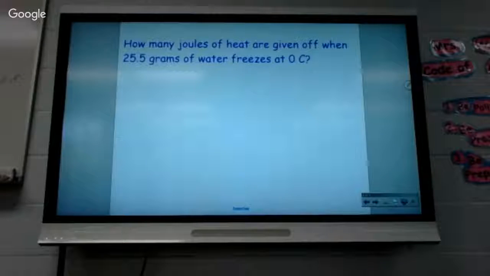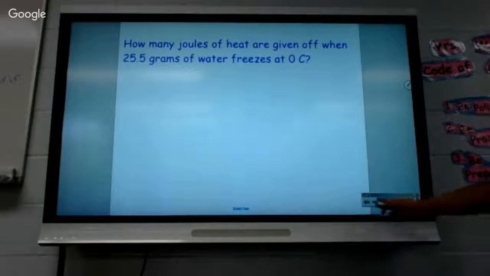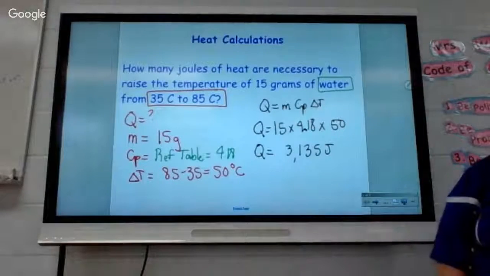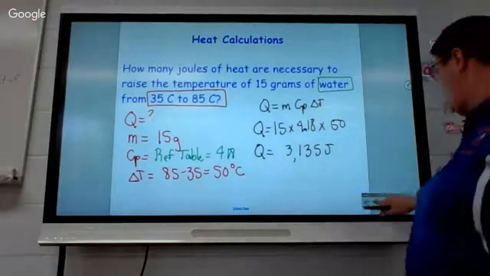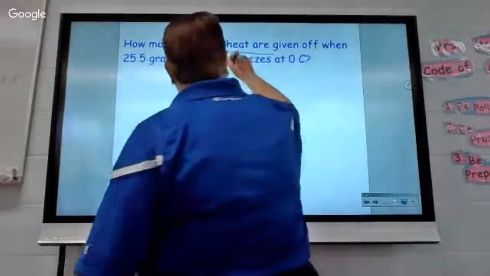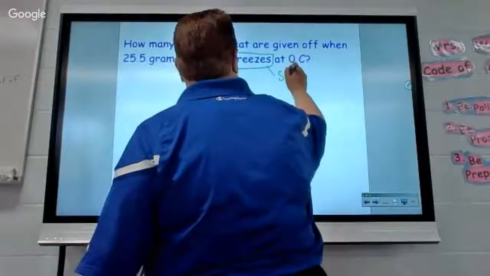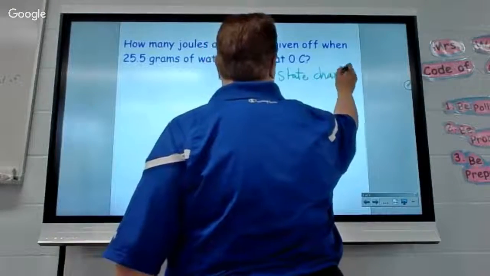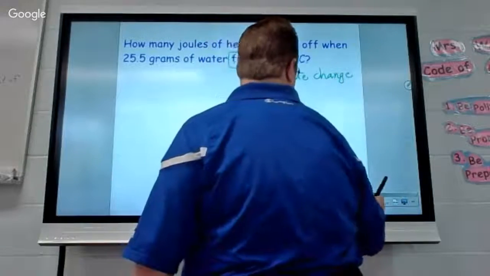All right, we're there? So tell me how this question is different from the last one. It says 0 degrees Celsius. Okay, it says 0 degrees Celsius. Now, I want you to look at this versus this. It says freezes. That's one of the key words. First of all, this is a state change. That's one of the things, but there's an easier thing to look for.